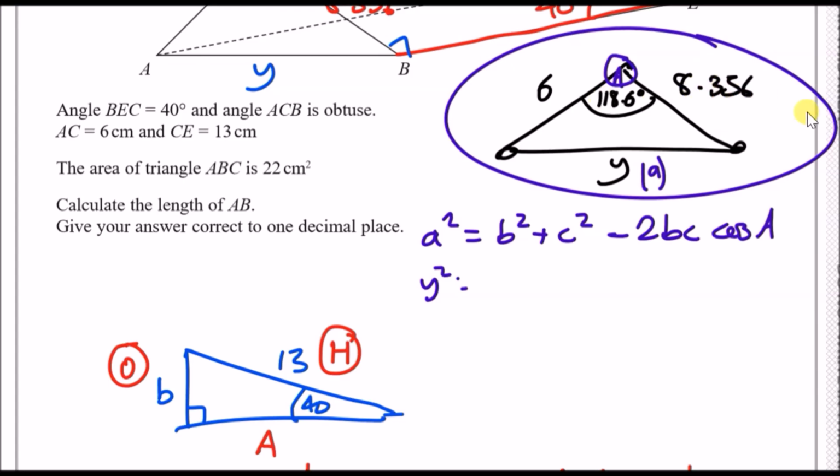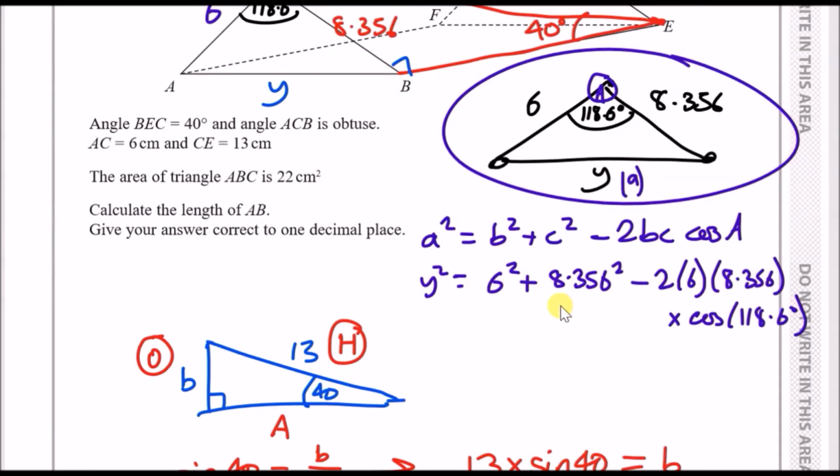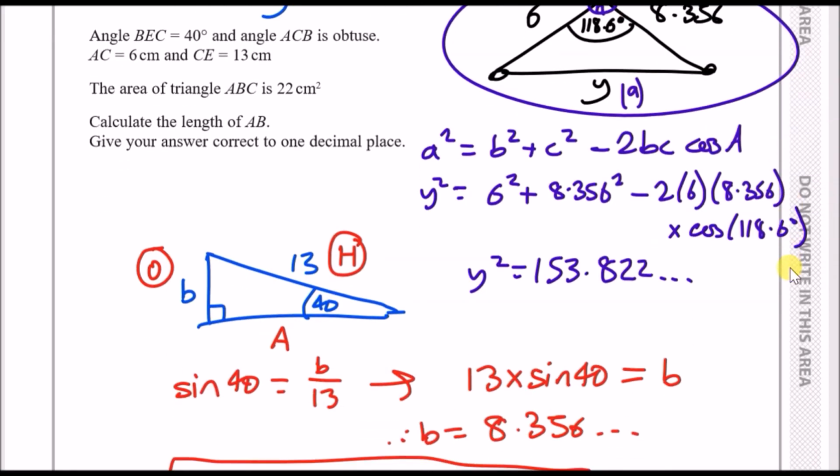So let's put all those values in here. We're going to choose b as 6, so it'll be 6 squared plus 8.356 squared minus 2 times 6 times 8.356 times cos 118.6 degrees. And yeah, so let's pop all of this in the calculator. So if you put 6 squared plus all of this in the calculator, you should get a result of 153.822... However, this is the answer of y squared, and we just care about y. So just go ahead and square root your answer, yeah? And then when you do that, you should get a final result of approximately 12.4 centimeters.